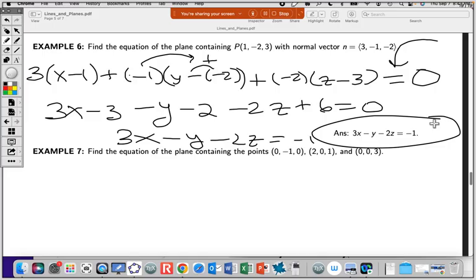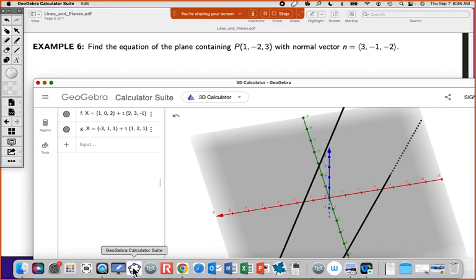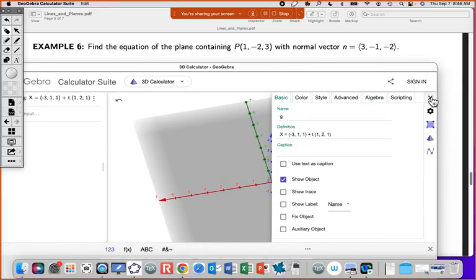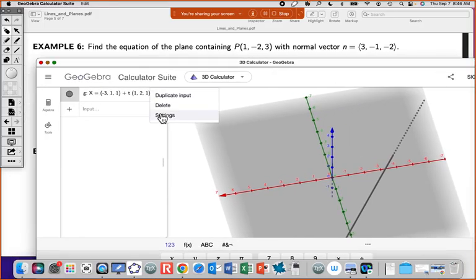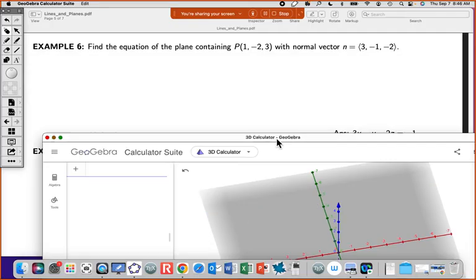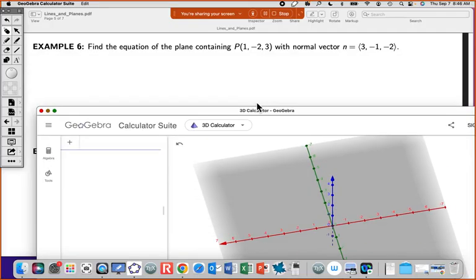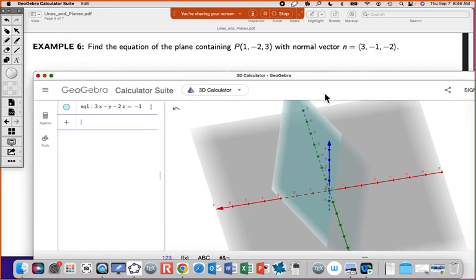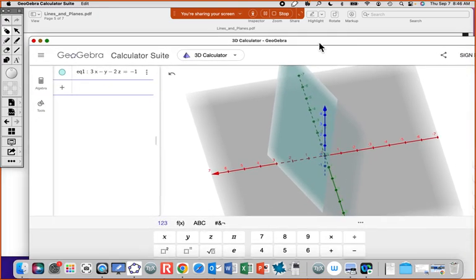You see where all the stuff's coming from? So let's check this on GeoGebra. So we'll type in our plane. We'll just type in what we got there. The 3x minus y minus 2z is negative 1. And we'll fire up the point P, 1, negative 2, 3.